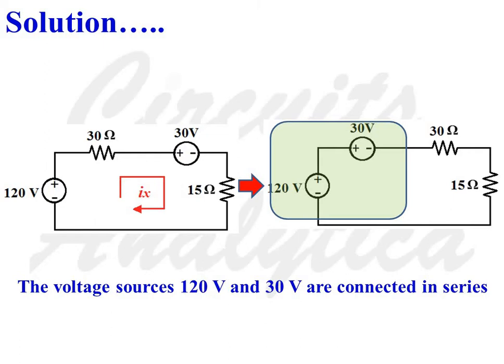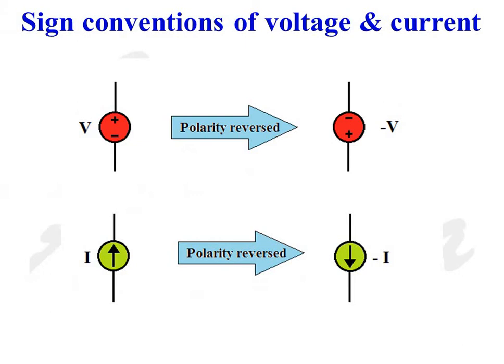So 120 volt and 30 volt sources are connected in series. So this is the sign convention of voltage and current sources. Here voltage V, which is shown on the left hand side, is redrawn as shown on the right hand side. That becomes minus V after reversing the polarity of the voltage source. Similarly, current source I can be represented as minus I flowing in the opposite direction.